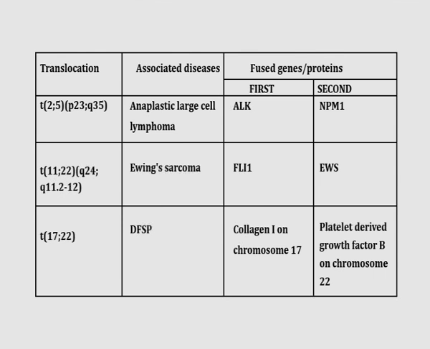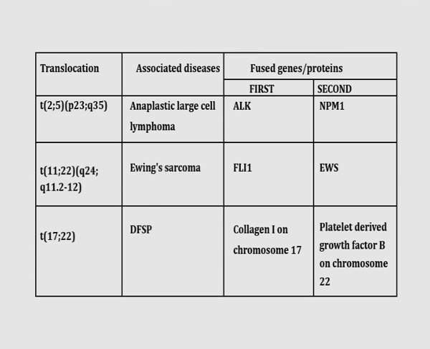t(2;5), p23 and q35. Anaplastic large cell lymphoma is the associated disease and the genes involved are ALK and, the second being, NPM1. Then t(11;22), q24 and q11.2 to 12, the associated disease being anaplastic large cell lymphoma, with the genes involved ALK, NPM1.